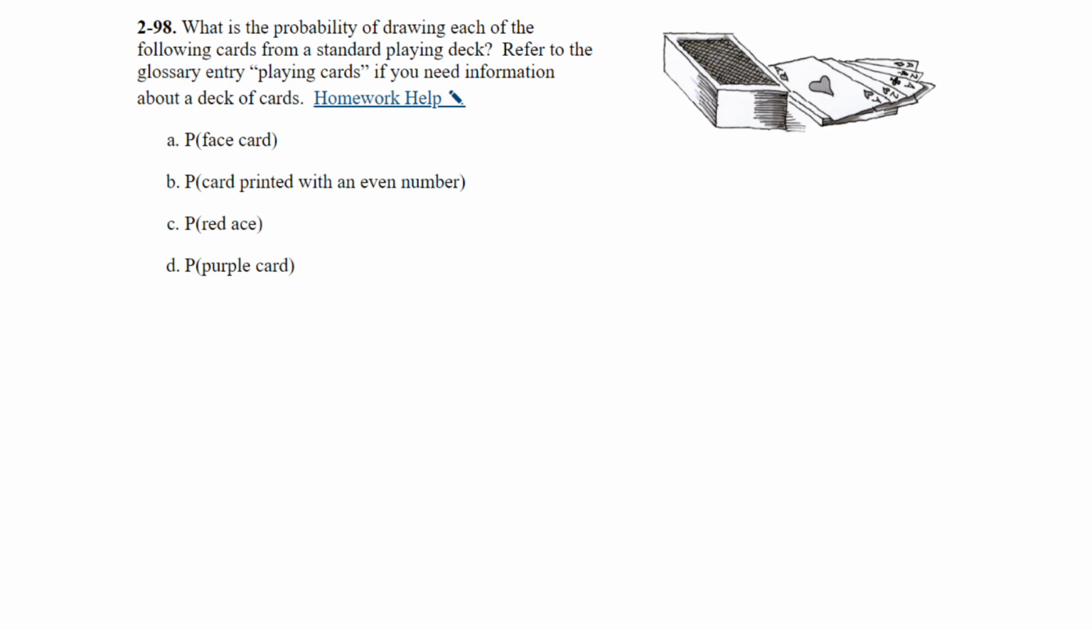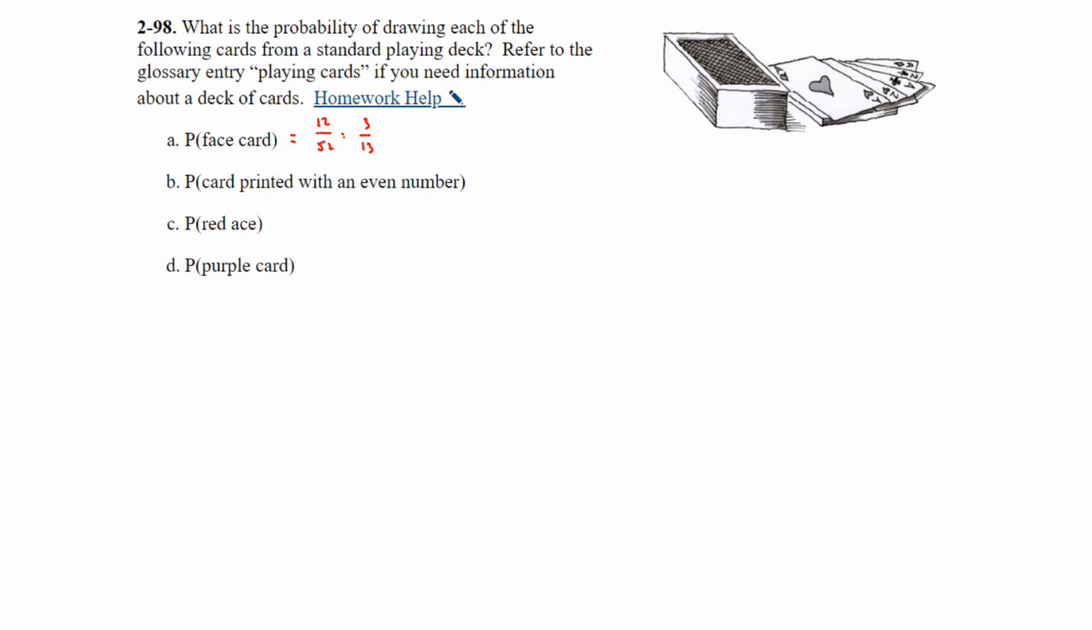Question 98. What is the probability of drawing each of the following cards from a standard playing deck? Refer to the glossary entry playing cards if you need information about a deck of cards. There's 52 cards in a deck. Face cards, there's 3 in each suit, and there's 4 total suits. So that means if you're going to pick a face card, you're going to pick 12. There's 12 possibilities out of 52 cards, and then you can reduce that to 3 out of 13.